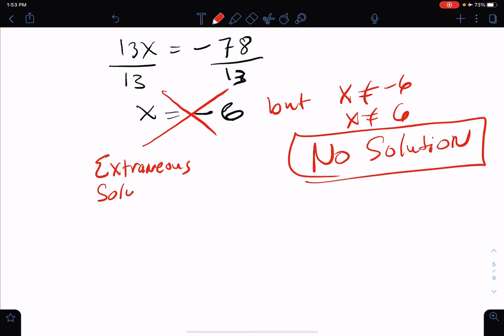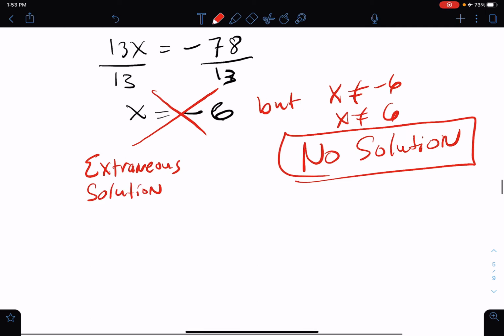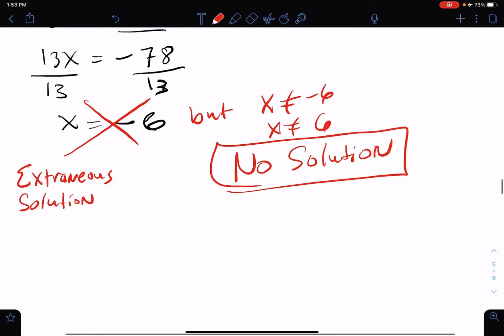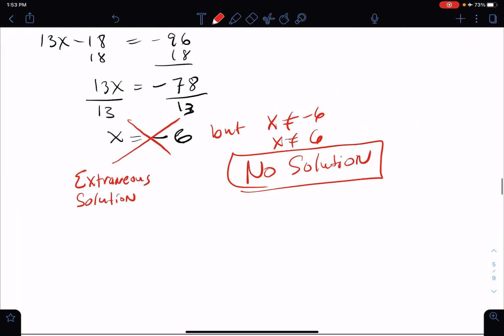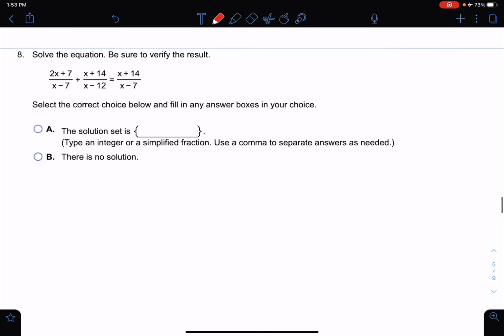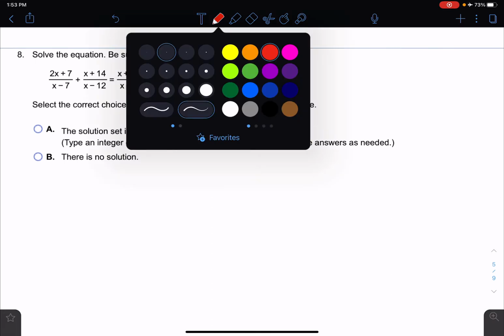It's called an extraneous solution. Right? It doesn't work. So when you have an extraneous solution, you end up ultimately having no solution. All right, moving on to number 8. Number 8. Whew, look at that guy.